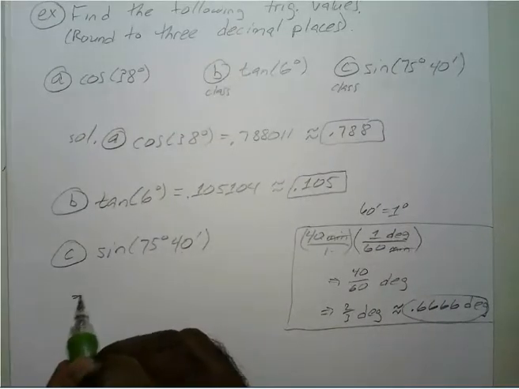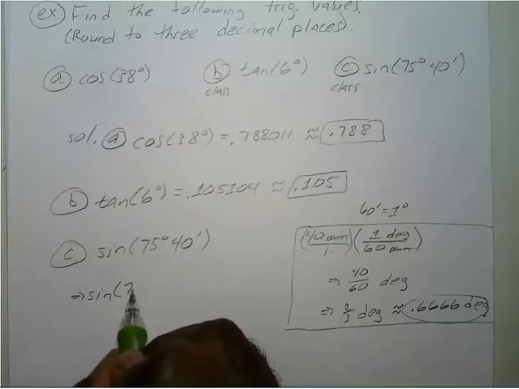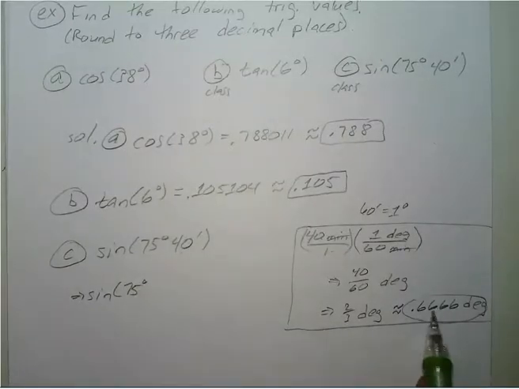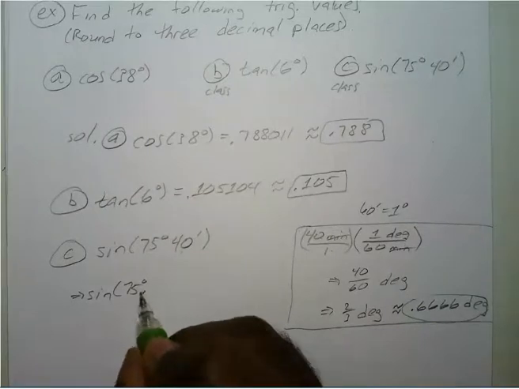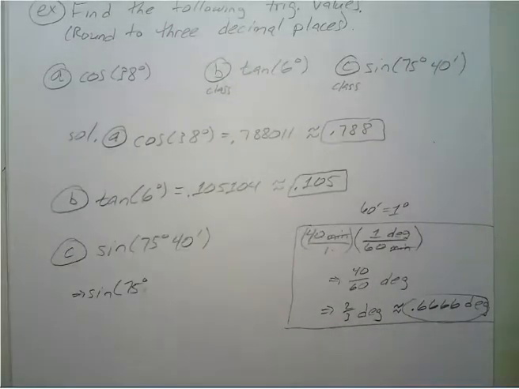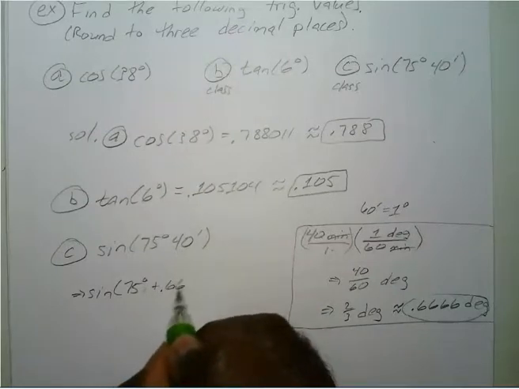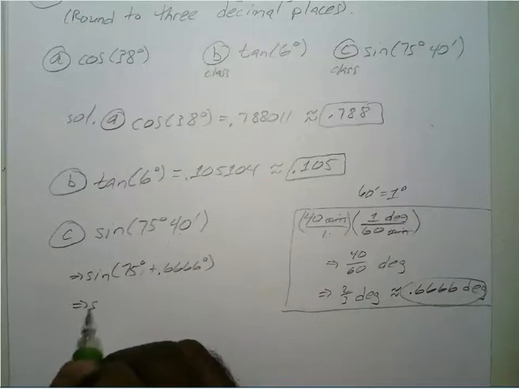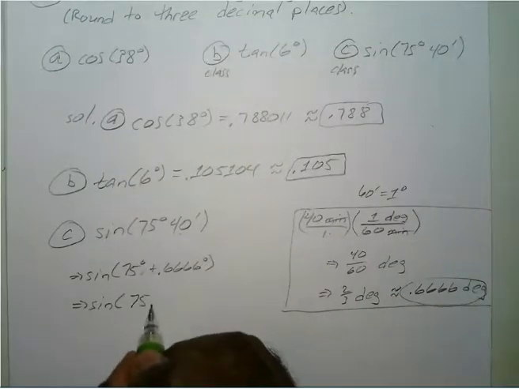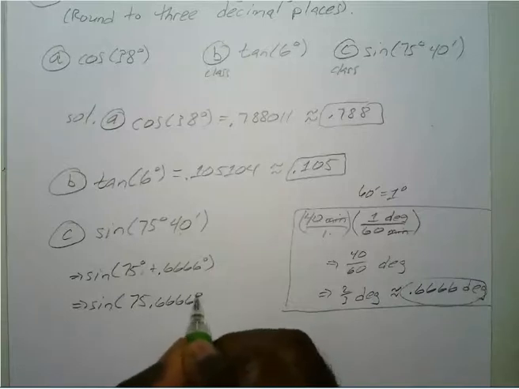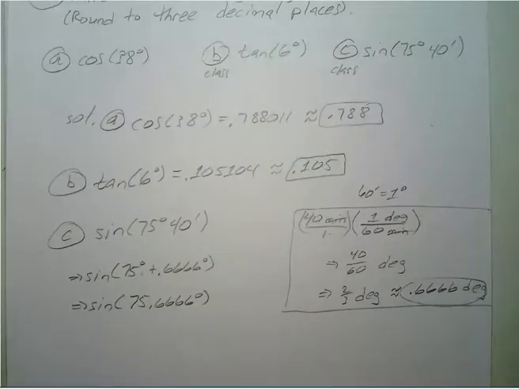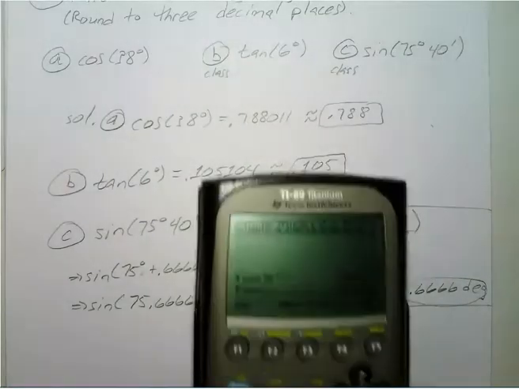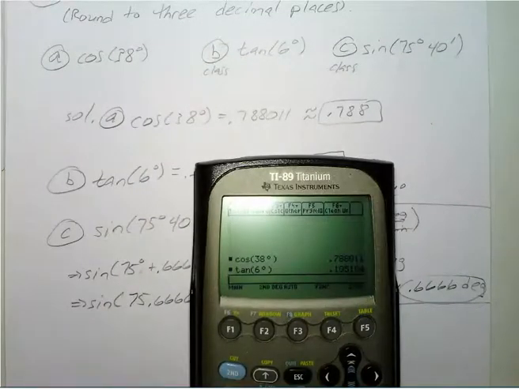Okay, so you have sine of 75 degrees plus 0.6666 degree, and you can just combine those two. Sine of 75.6666 degrees. All right, we go ahead and we plug that in. Sine of 75.6666 degrees.